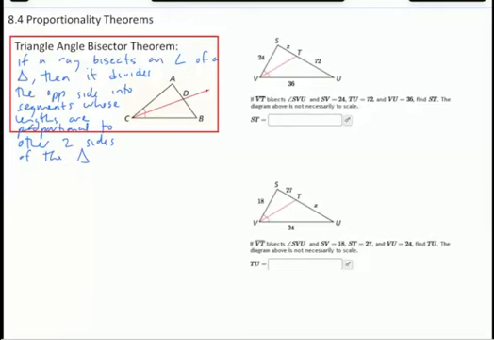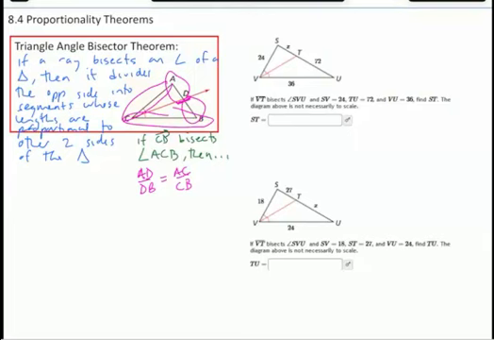All right, so that's the wording part of this. The statement says that if ray CD bisects angle ACB, then the following relationship holds true. Okay? It means that here's my fraction bar, that AD over DB is equal to the ratio of these other two sides, AC and CB. And so that's the way that will be set up.